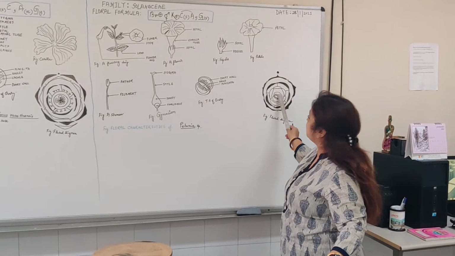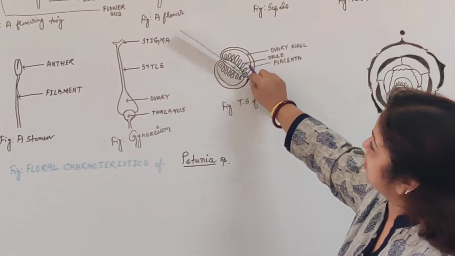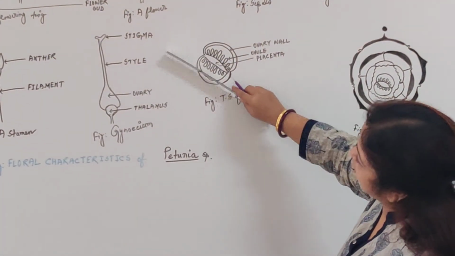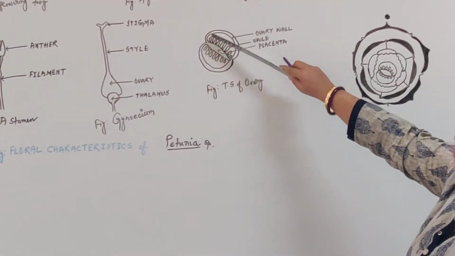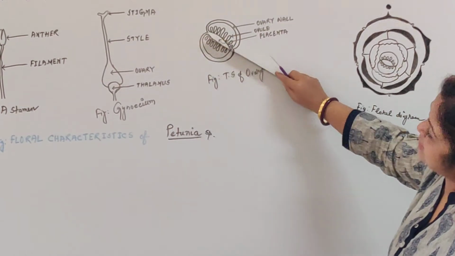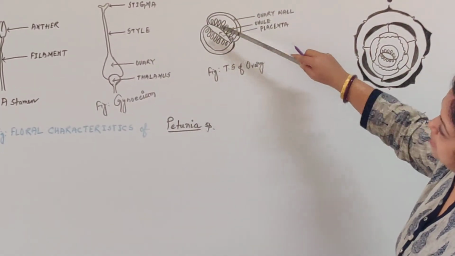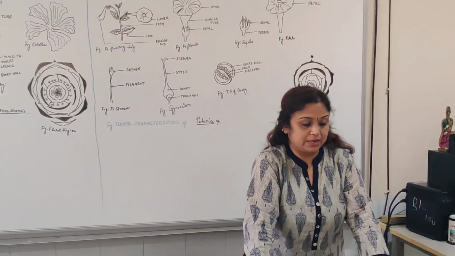Can you see the swollen placenta over here? A little swollen with oblique septum. Whenever you are drawing the TS of the ovary, you have to draw this bilocular ovary with numerous ovules. This is the placenta, slightly inclined with oblique septum, and the placenta should be a little swollen. This is the characteristic feature of Solanaceae.